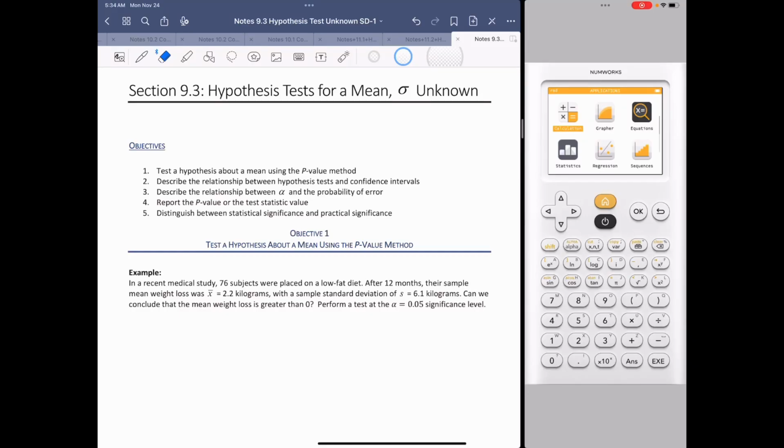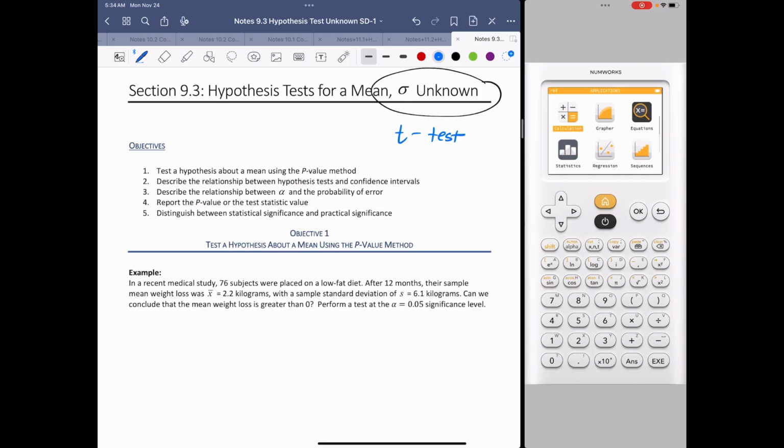For this lesson, we're going to do hypothesis tests for a mean when we do not know sigma. Now, you all know we have to have a standard deviation to do a test, but the standard deviation is going to come from the sample, and this is going to be a t-test.